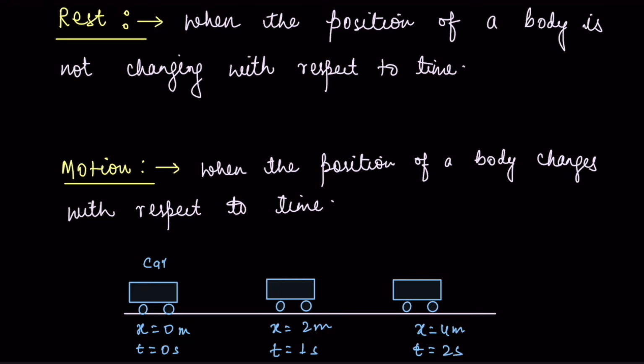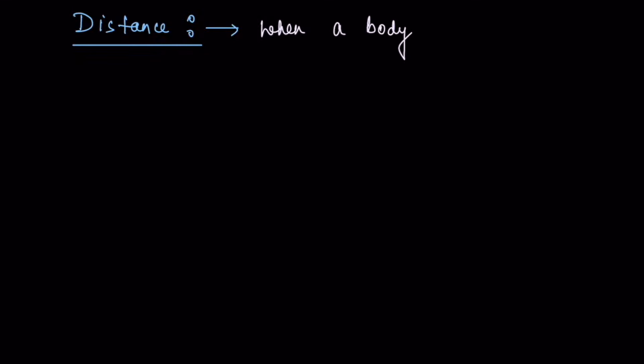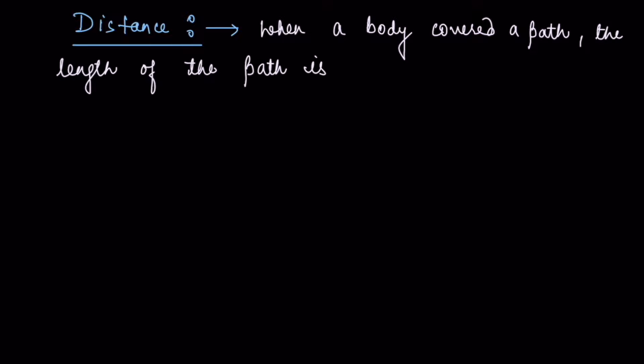When you are studying, at that time your position is at rest. But when you are playing some game like badminton or cricket, at that time you are in motion because your position is changing with respect to time. Now we will study distance and displacement. Distance is defined as: when a body covers a path, the length of the path is considered as distance.